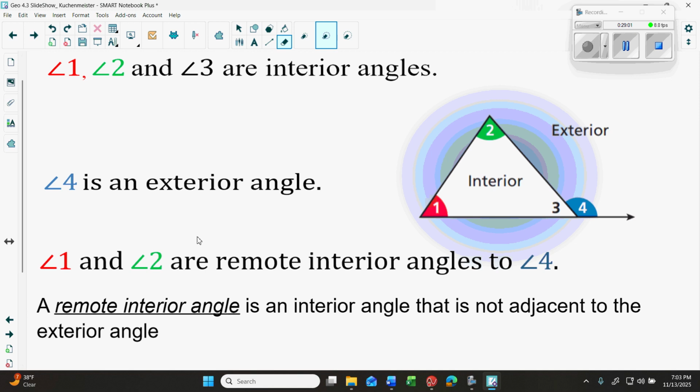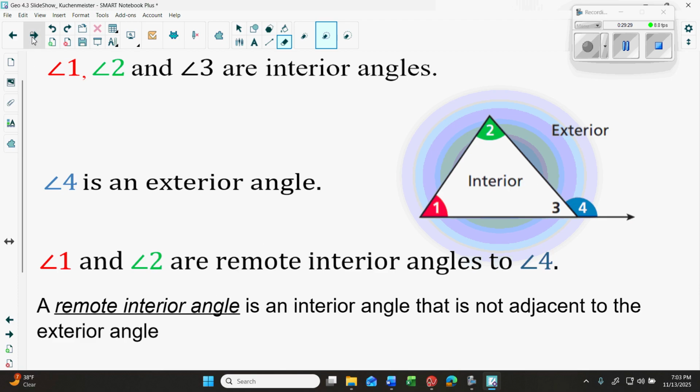The new word you might have is called a remote interior angle. A remote interior angle is an interior angle that is not adjacent to an exterior angle. So look at this diagram here. 1 and 2 are remote interior angles to angle 4 because they are not adjacent to 4. Remember, adjacent means common vertex, common side, and these two are not even close to 4. That's going to be important in this next theorem.